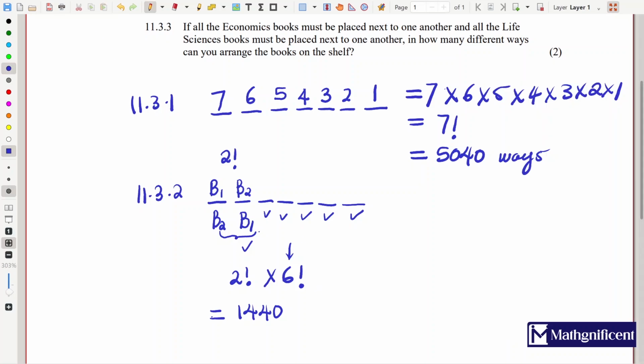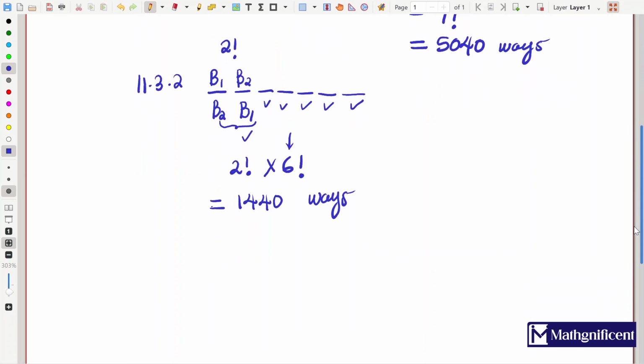So it means that these types of arrangements can happen in 1440 ways, right? So this is what we have here in 11.3.2. Now let's move on to 11.3.3. It says that if all economics books must be placed next to one another, and all life sciences books must be placed next to one another, in how many different ways can you arrange the books on the shelf, right? So now let's take this.